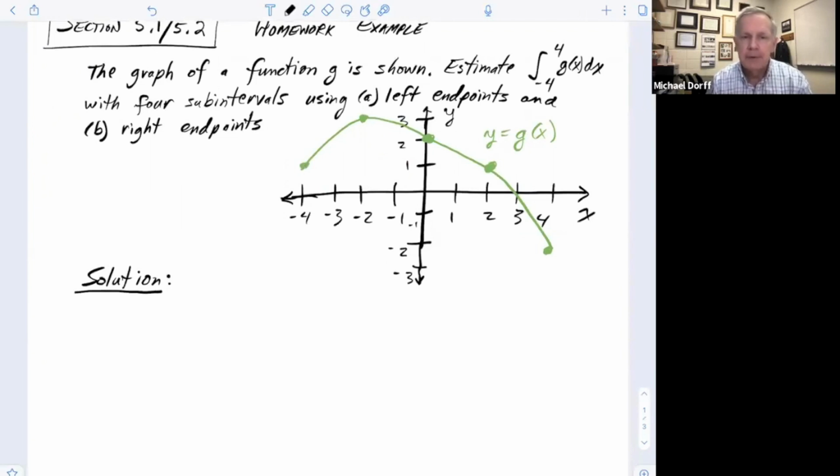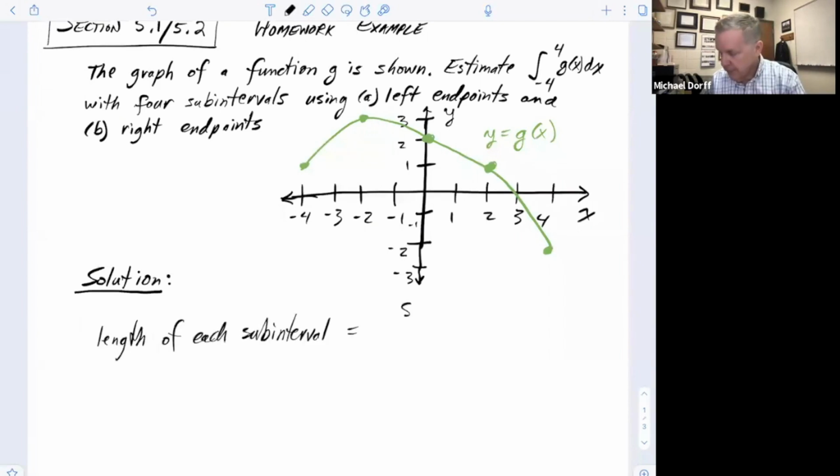that if I have four subintervals, we want those subintervals to have equal length. And what is going to be the length of them? Well, I'm going from -4 to 4. So x equals -4 to x equals 4. Those are the numbers on the integral sign. And so that length is 8. And I have four subintervals. So the length of each subinterval is going to equal that total length divided by the number of subintervals, which is 4. So I'm going to get a length of 2.